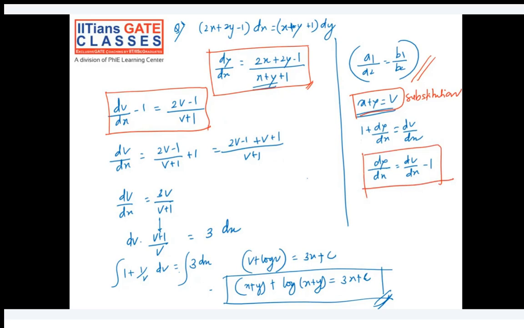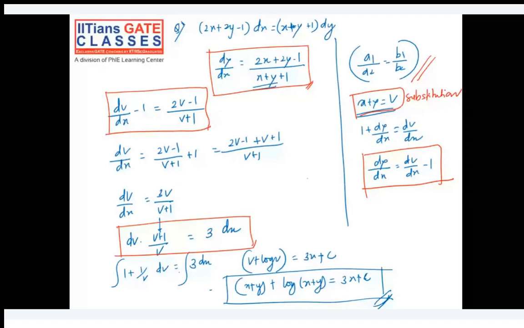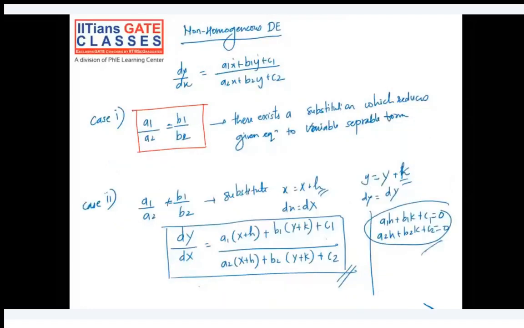After that, you can easily convert that into a variable separable form, which looks like this. And if you integrate on both sides, the problem is easily solved. So this is not a difficult type. Even though we have a non-homogeneous differential equation, if the ratios of the coefficients of x and y are the same, that is a1 by a2 is equal to b1 by b2, the problem can be solved by using substitution. But in the second case, how to deal with it is a little bit different. Not that difficult. If a1 by a2 is not equal to b1 by b2, that is the second case here.